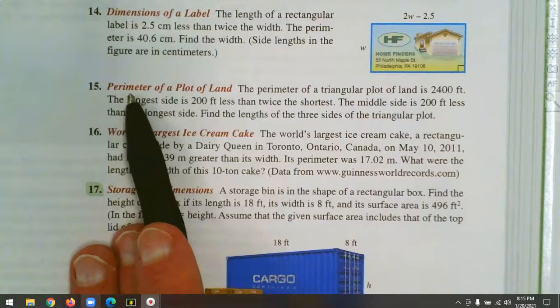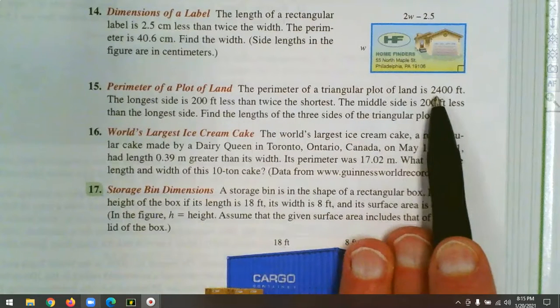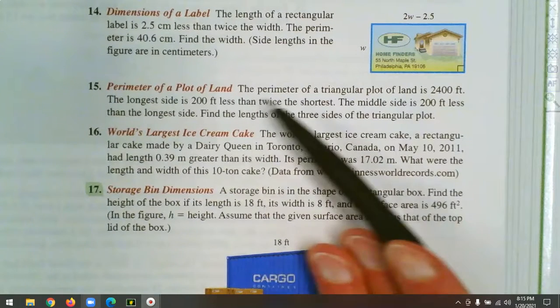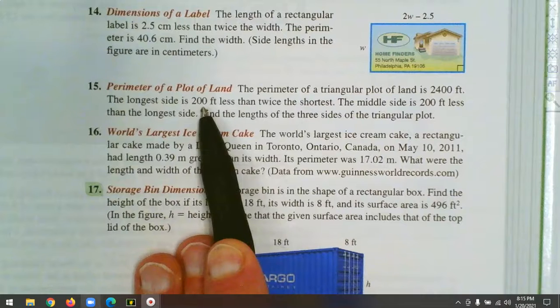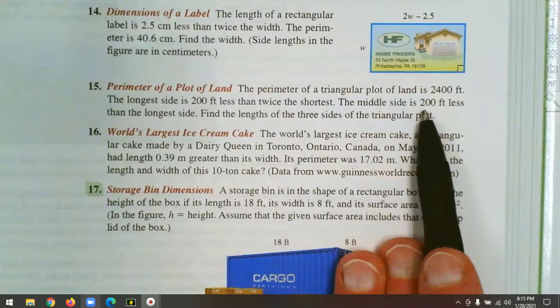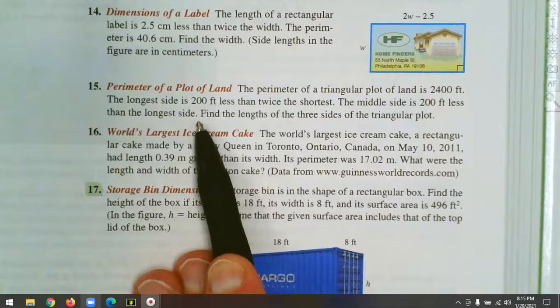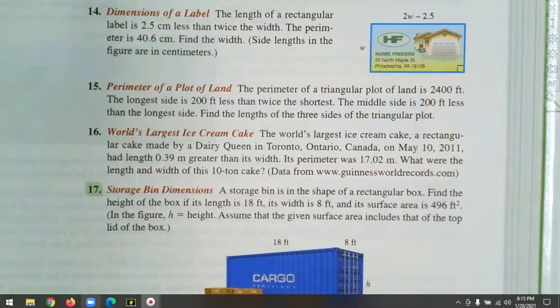So 15 says the perimeter of a triangular plot of land is 2,400 feet. The longest side is 200 feet less than twice the shortest. The middle side is 200 feet less than the longest side. Find the lengths of the 3 sides of this triangular plot.